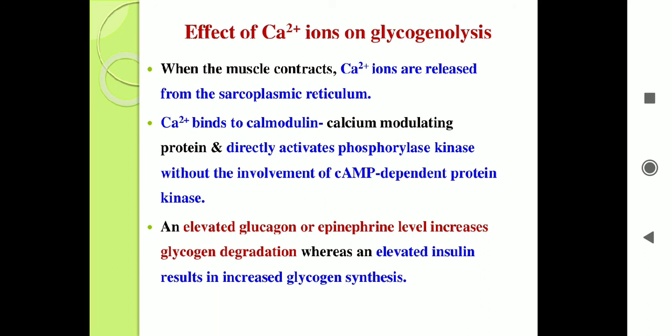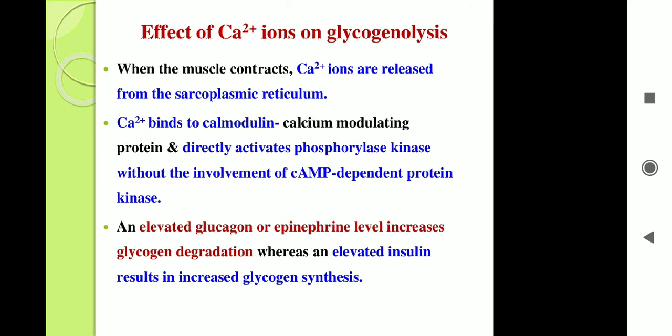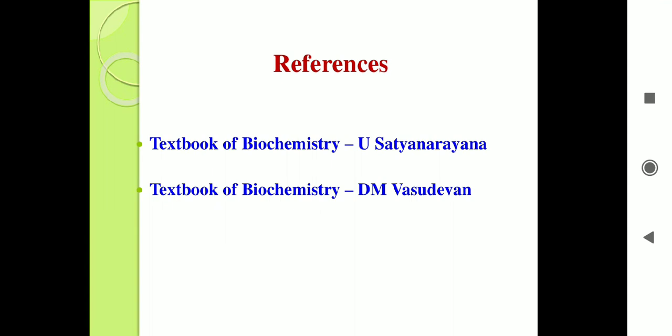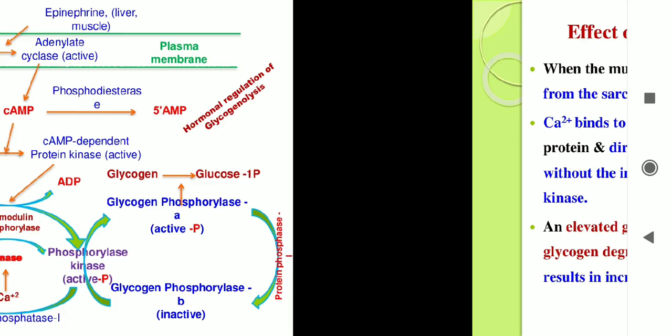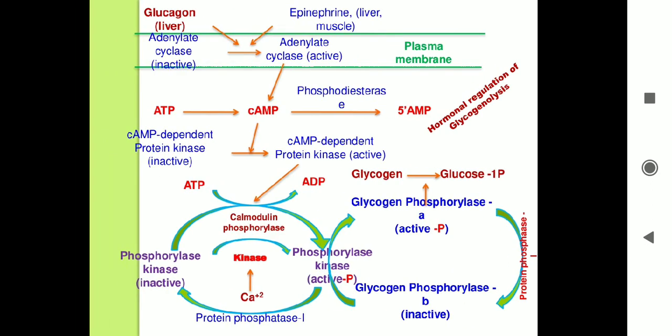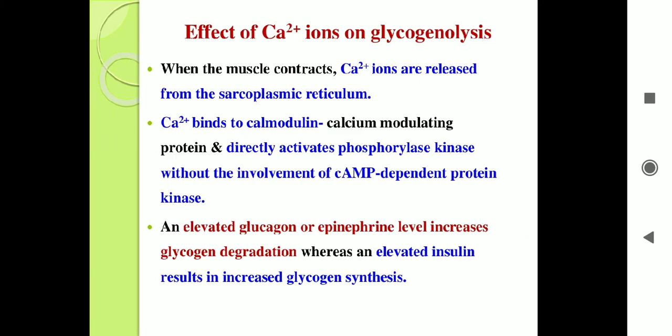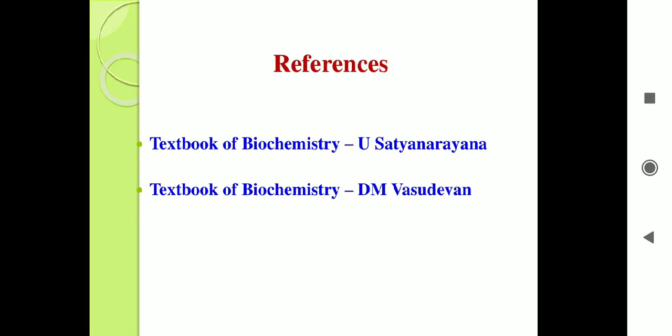So an elevated glucagon or epinephrine level will increase glycogen degradation, whereas elevated insulin results in increased glycogen synthesis. So that is a little bit of information about calmodulins, because it is very important for this conversion. Okay, for this topic you can refer to the Satyanarayan book, which is very important for metabolism, and you can also refer to the DM Vasudevan book.